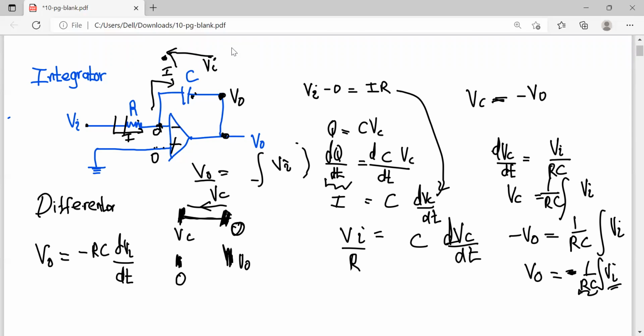So if you interchange C and R and try the same steps, you are going to get the V output as the differentiation of the input you have provided. So this is a basic thing. So if you want an example, I can also explain that here.